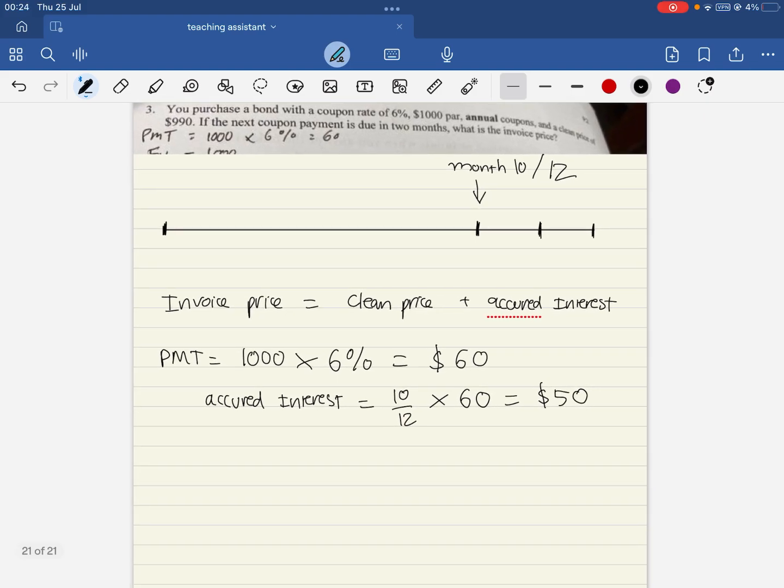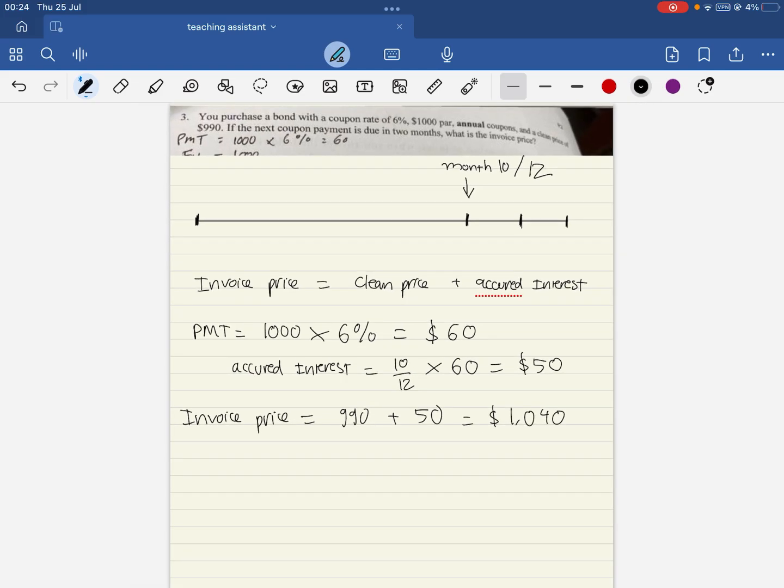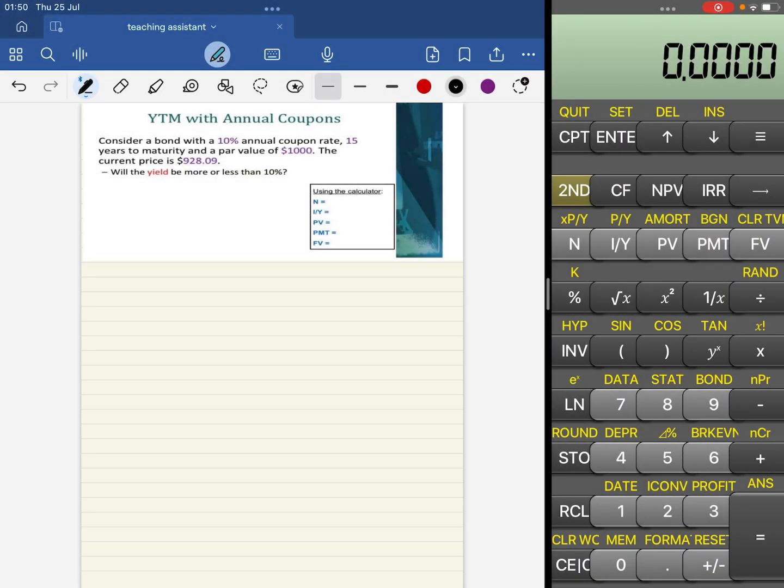Therefore, the final invoice price is equal to clean price, which is 990, plus 50, equal to $1,040. So, if the next coupon payment is due in 2 months, the invoice price is $1,040. Question number 3.